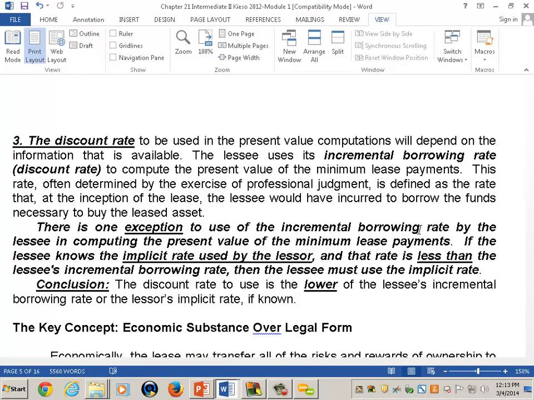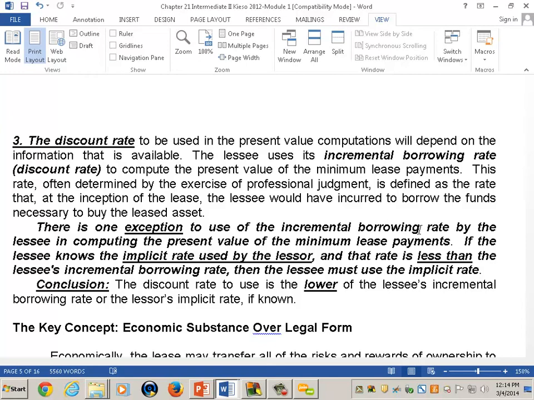There's a couple of other reasons for it as well. IFRS is much easier, which we'll see. IFRS just says, look, always use the implicit rate, and if you can't find it out, use the incremental borrowing rate. That's it. IFRS is much easier, and we're going in that direction as well.